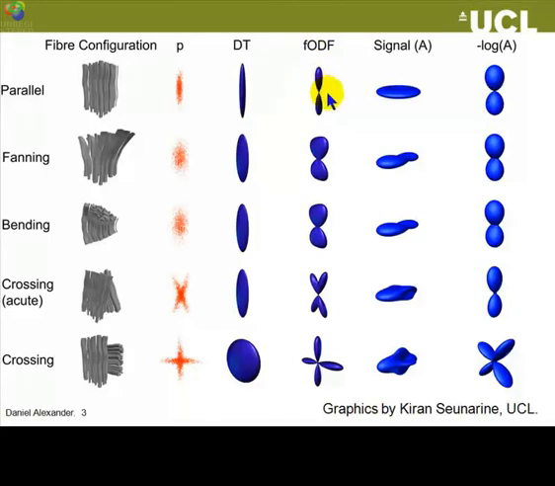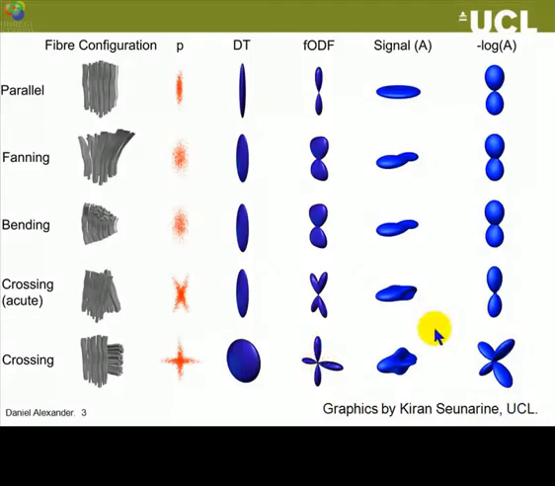Now we get some slight width to the peak because these fibres wiggle about, so the orientation changes slightly along their length. Then for these other configurations, the fanning and bendings, there's a planar distribution of orientation, so we get these paddle-shaped peaks, and the crossing configurations have peaks in the directions of each of these distinct orientations.